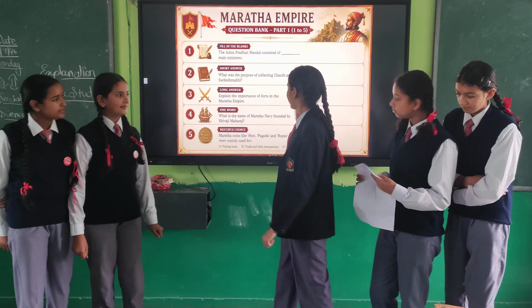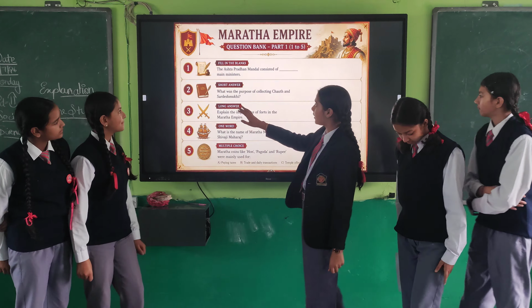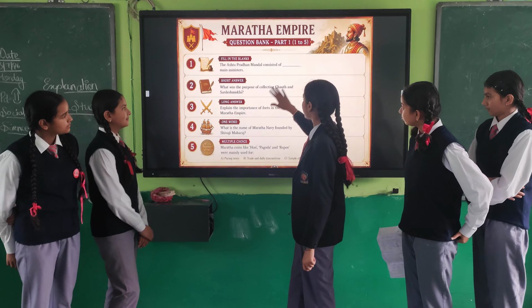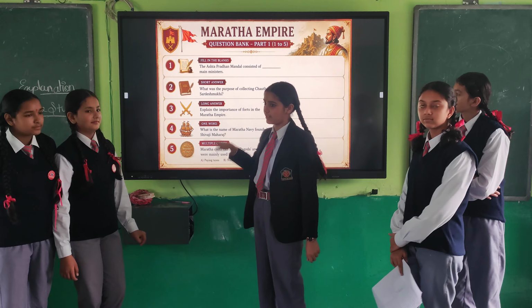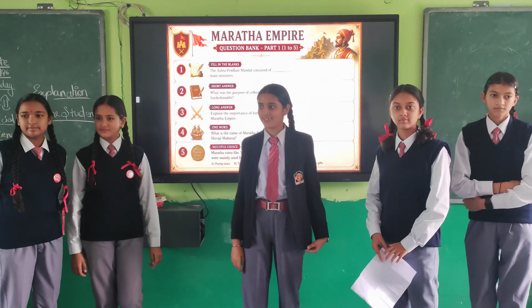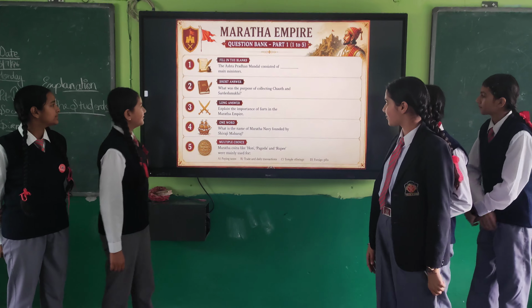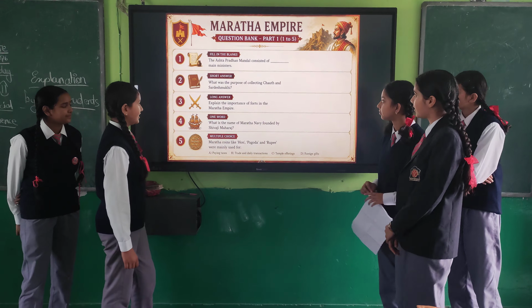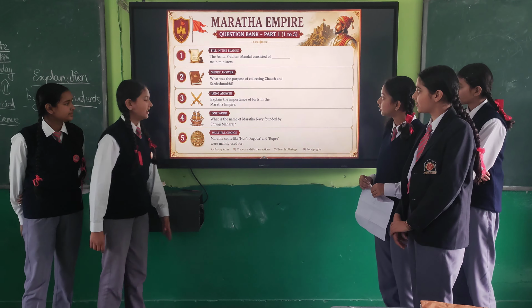Now here is a quiz in front of you all. The question number 1 is the Ashtapradhan Mandala consisted of dash main ministers. Next question. 8. Yes, you are correct. Now what was the purpose of collecting chauth and sardeshmukhi?